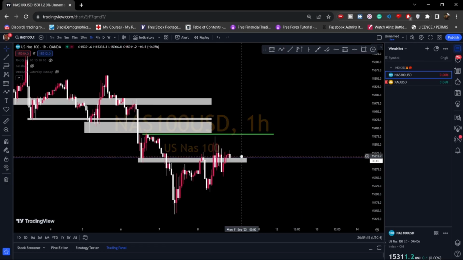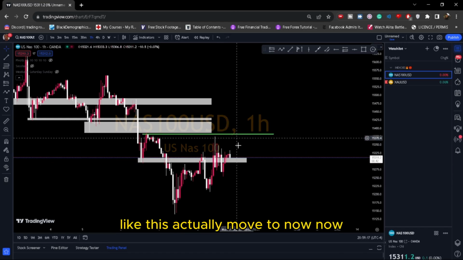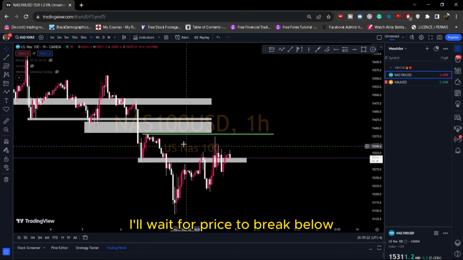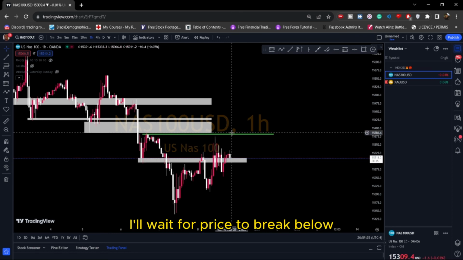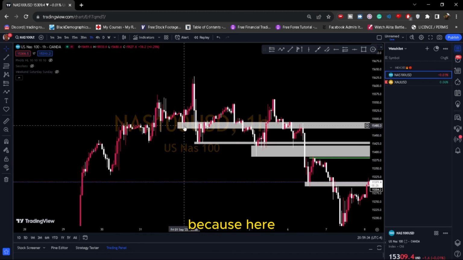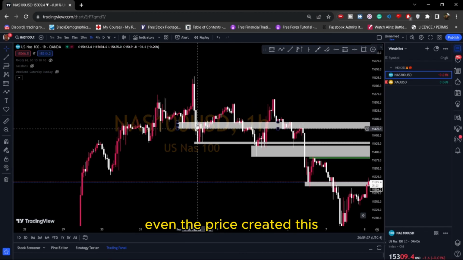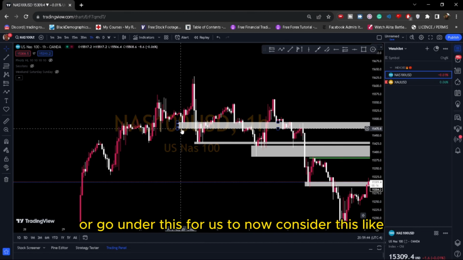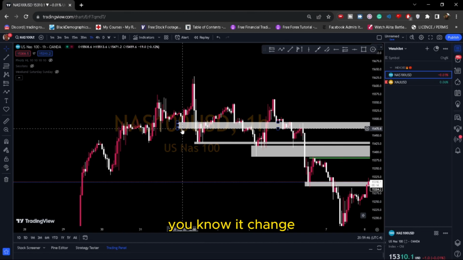And maybe this is actually a move to change the trend to keep going up, and you might be right at the end of the day. But for me personally, I'll wait for price to break above this and close, once, then the second time again. Because here, even though price created this sell momentum, we still have to wait for price to close below this or go under this for us to consider this a change of trend.